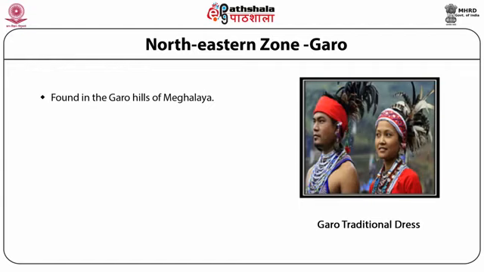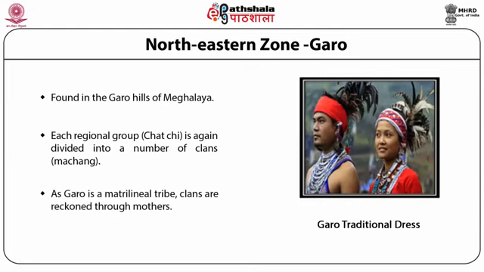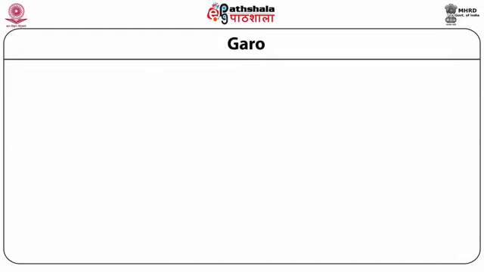Their regional divisions are known as Chachi. Each regional group, Chachi, is again divided into a number of clans called Makchang. The Garo is a matrilineal tribe. Clans are reckoned through mothers. Mostly families among the Garo are matrilocal, that is, the bridegroom comes to reside in the house of the bride's mother after marriage.